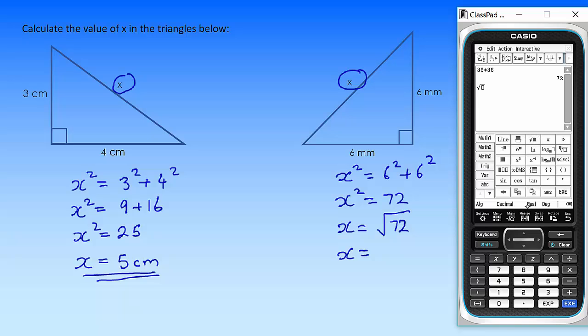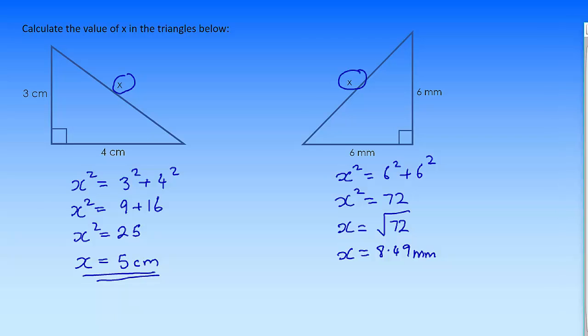So square root of 72. And that gives me 8.485 and so on. I'm going to give that as 8.49. And the units are millimetres. And I'm giving that correct to 2 decimal places.